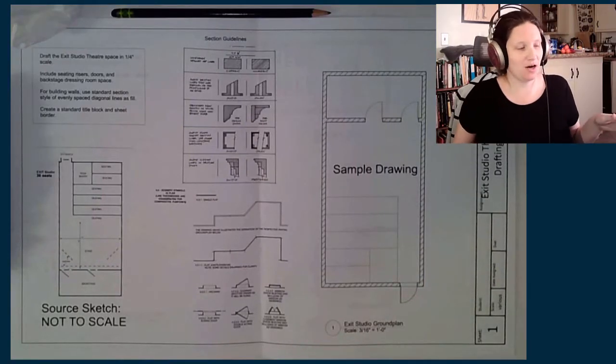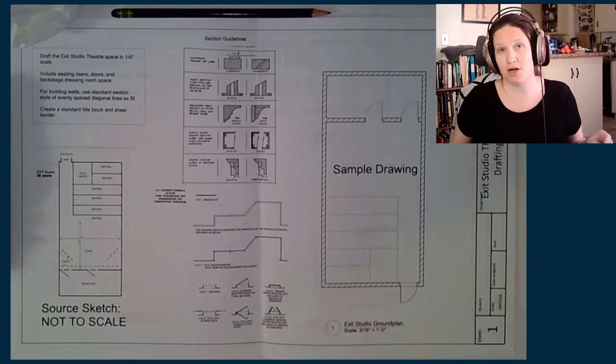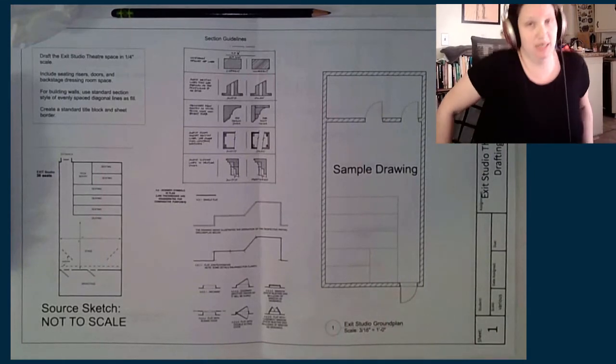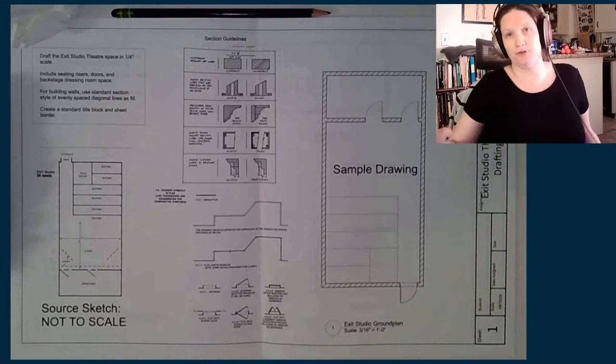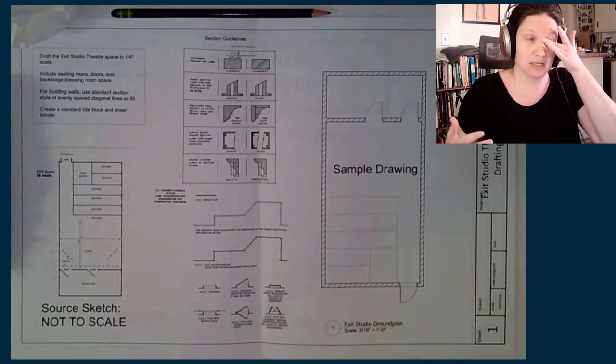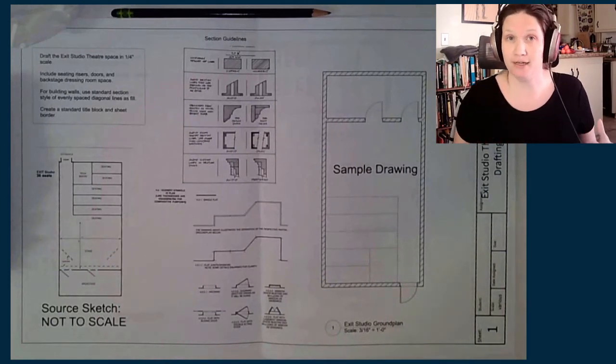Hi, friends. All right, so we are starting on our scenic drafting package project, okay? This is a relatively big project in several different pieces, several different plates. We are starting with plate one, which as you've heard in the scenic drafting package video, is going to be our ground plan.